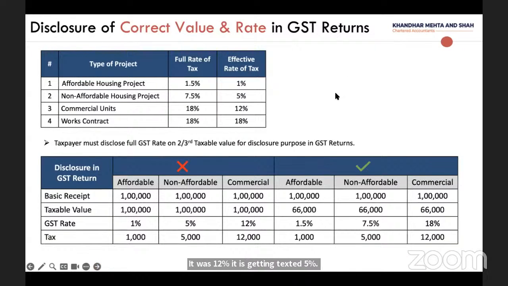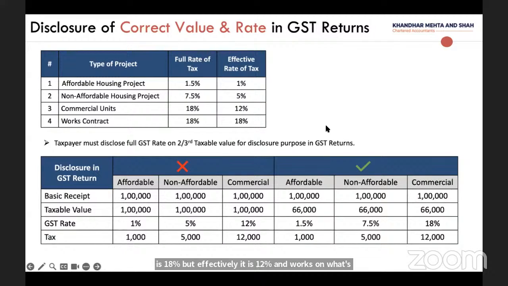Yeah, so this is what I was discussing: the full rate of tax is 1.5% for affordable, where the effective rate, we can say, is 1%. For non-affordable it is 7.5%, where the effective rate is 5%. For commercial units, the rate is 18%, but the effective rate is 12%. And for works contract, obviously, it is 18%.